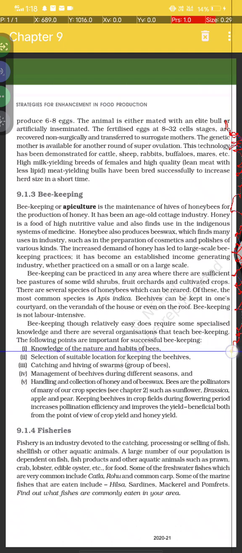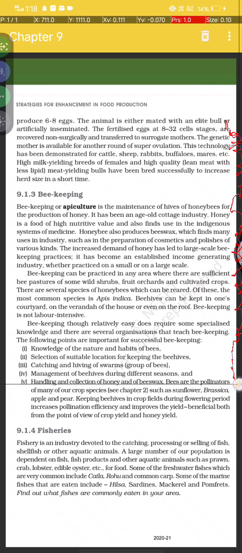First, knowledge of the nature and habits of bees. Second, selection of a suitable location for keeping beehives. Third is catching and hiving of swarms, groups of bees. And fourth, the management of beehives during different seasons, and fifth is the handling and collection of honey.